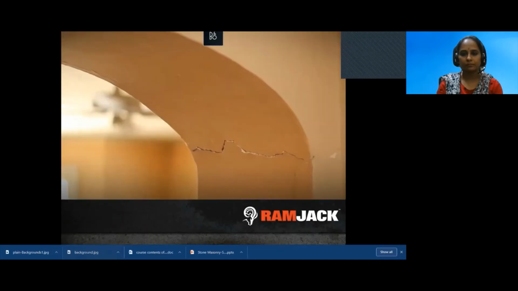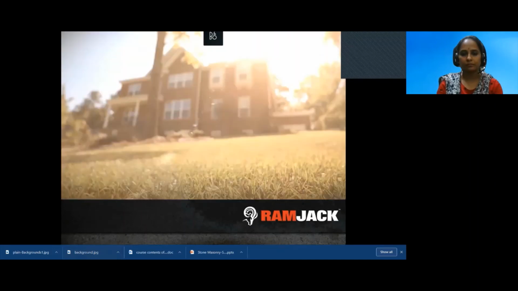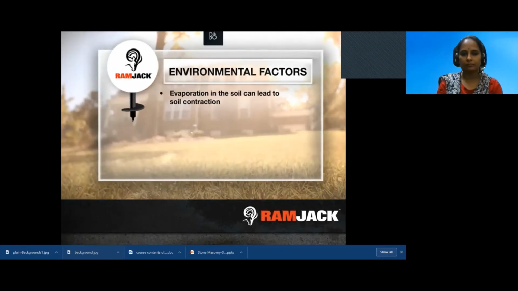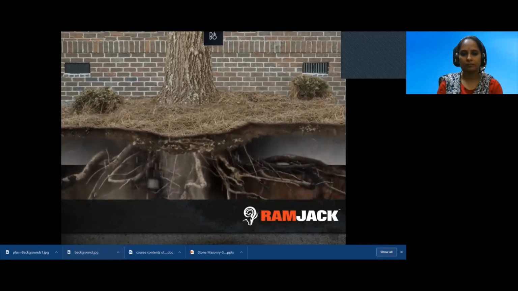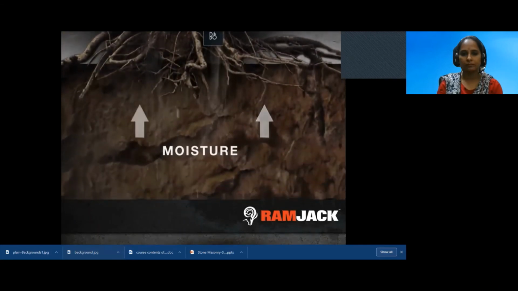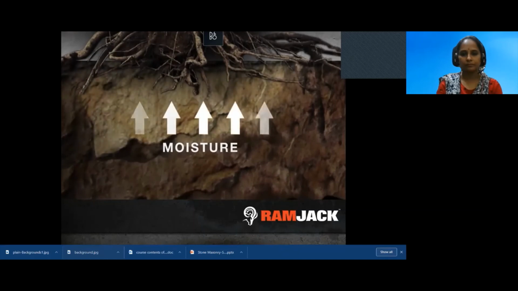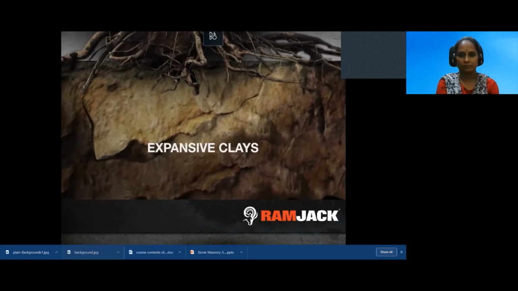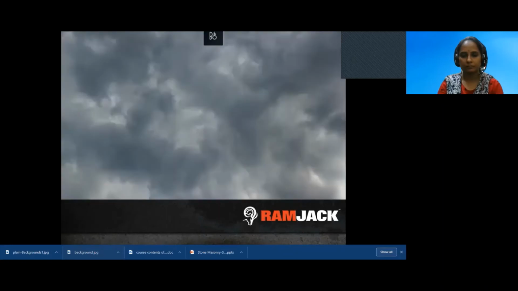of differential settlement. Environmental factors are another common cause of soil instability. Evaporation of the moisture in the soil beneath your structure can lead to soil contraction. Extreme summer heat and drought can cause soils to dry out and shrink, causing the foundation to settle. Moisture in the soil can be depleted due to nearby trees and shrubs. If the soil supporting your home contains expansive clay, shrinkage and swelling of the soil can also result in more movement beneath your home, causing even greater potential damage.